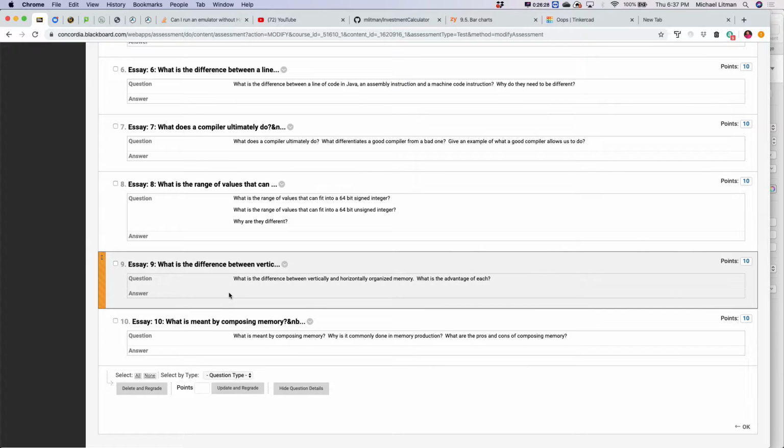Number 9, horizontal memory. We already answered that one, didn't we? Well, horizontal lets you store really, really large values, just fewer of them. Okay, and this is actually related to number 10 as well. So what's the point of having composing memory? Composing memory says, hey, it is cheaper for us to design a memory cell and then duplicate it a zillion times. And then organize those cells in different ways to accomplish different tasks.